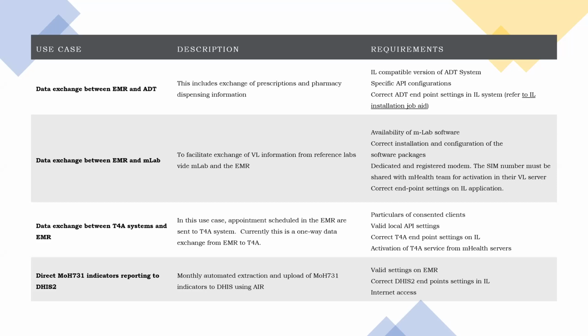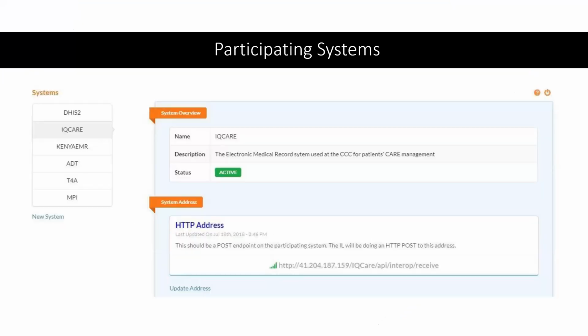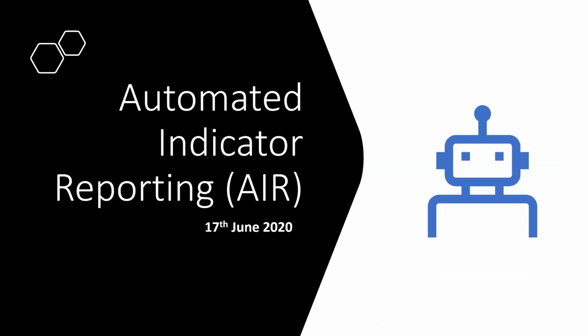You realize that, for instance, if you want to implement IL for your air reporting, you will need to have valid EMR settings for air and also the correct DHIS2 endpoints set in your IL. And at any given point when you want to do your reporting, you will need to have internet access. So those are some of the requirements depending on your use case. This is just a sample screen. You'll be able to see this as we go through the training with you.